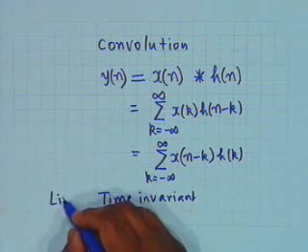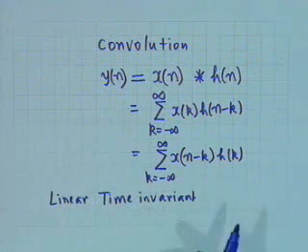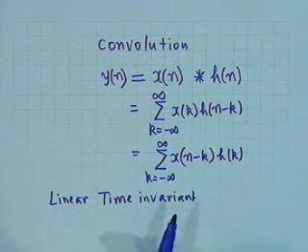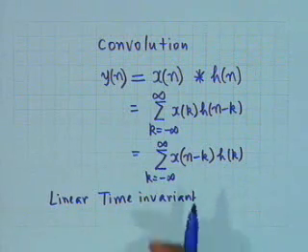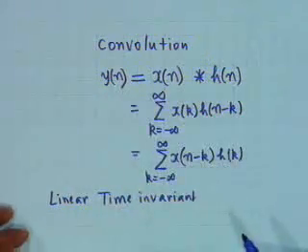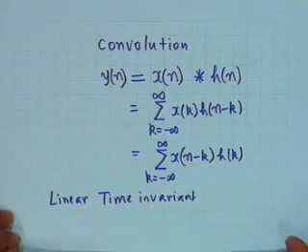Of course, the system has to be linear. For a linear time invariant system, discrete time signal input, the output is given by this particular relationship, and I keep on repeating this because you must get it by heart.